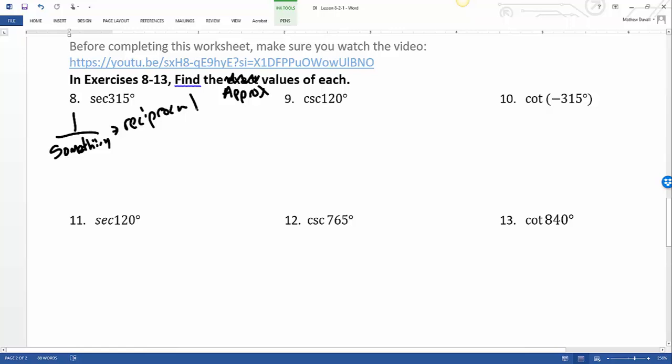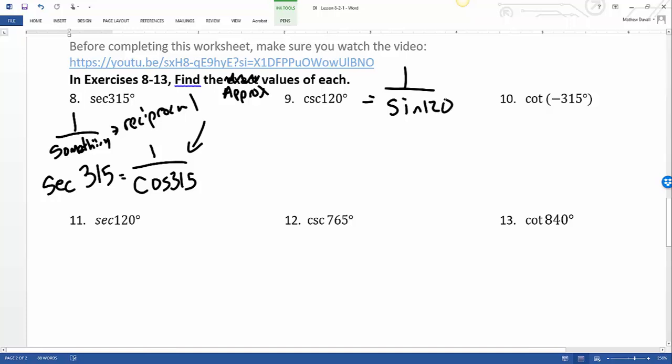So if I know that secant of 315, that means the reciprocal is going to be 1 over cosine of 315. This I can enter into my calculator. So cosecant, S goes to C, C goes to S. I know that cosecant and sine are reciprocal, so it'll be 1 over sine of 120. Cotangent, so this will be 1 over tangent of negative 315. So that's how we want to enter in our calculator, by converting it to 1 over whatever it is.